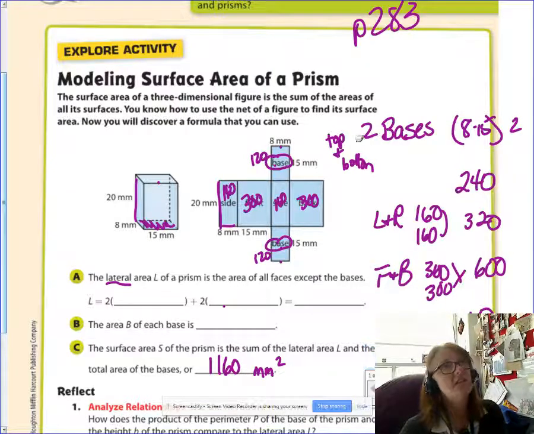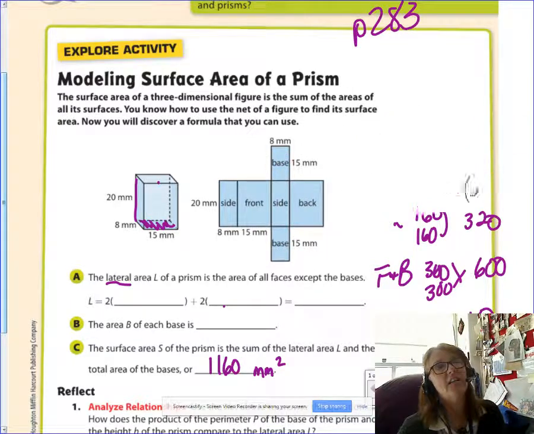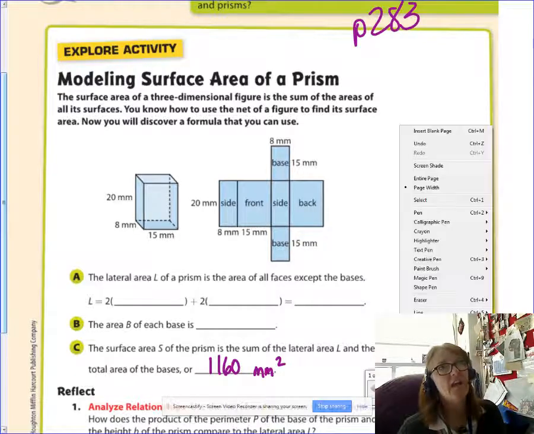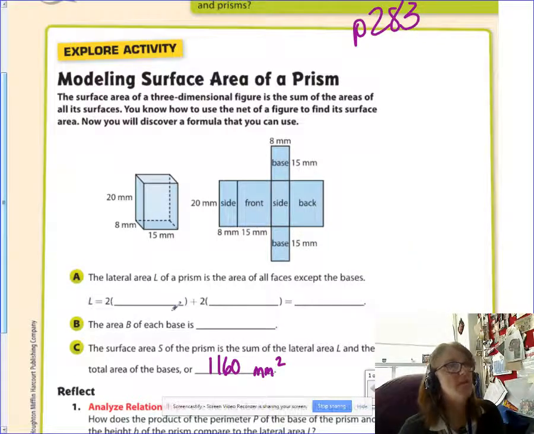The formula sheet that you have, that brightly colored sheet that we gave you, this is how we're going to tackle it. It says go ahead and find the top and the bottom, and we did that already. Those 2 bases, we said that was 8 by 15. The area of each base is 120, and we're going to have 2 of those.